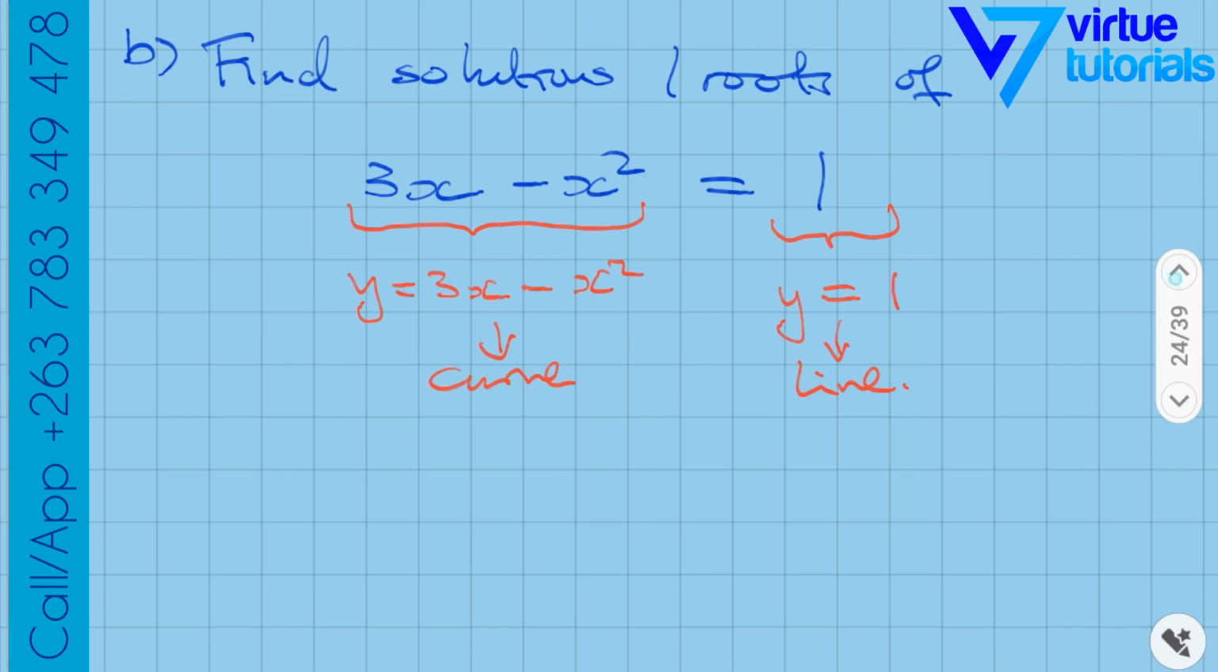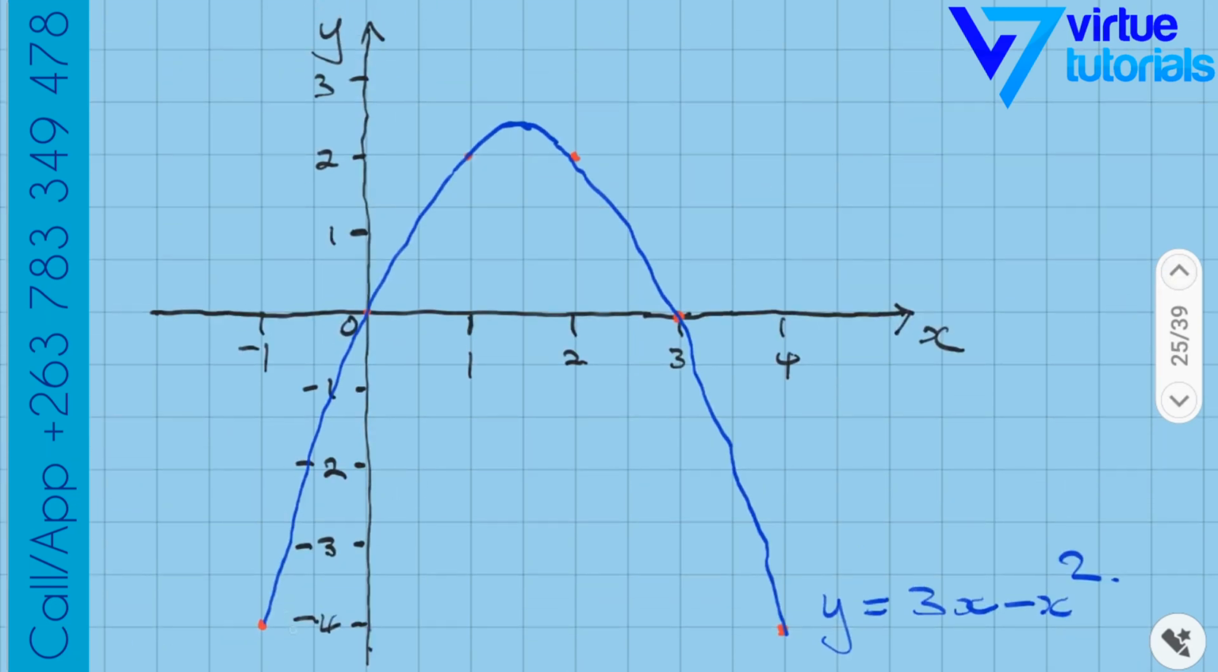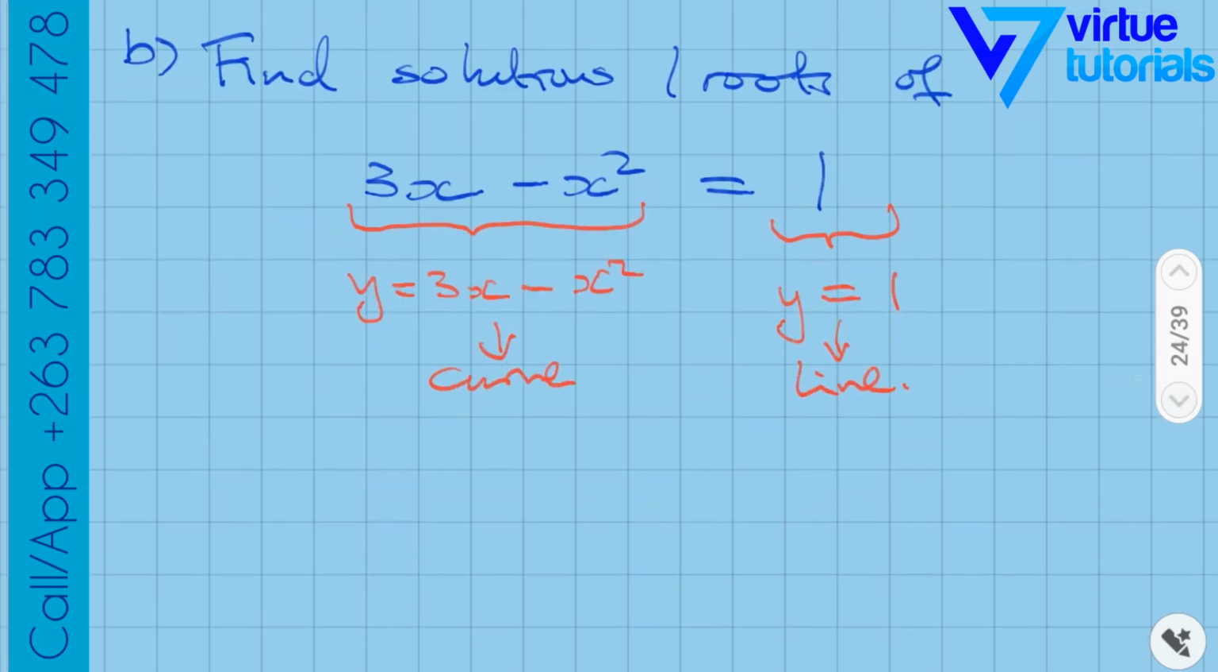Okay, so if we come to our graph here, we don't have a line y is equal to 1 drawn here. So we have to go the extra step of drawing the line y is equal to 1. The line y is equal to 1 is simply a horizontal line that passes through 1. This is our line y is equal to 1, right? It's a horizontal line that passes through 1. So now we've identified our curve and we've identified our line y is equal to 1.